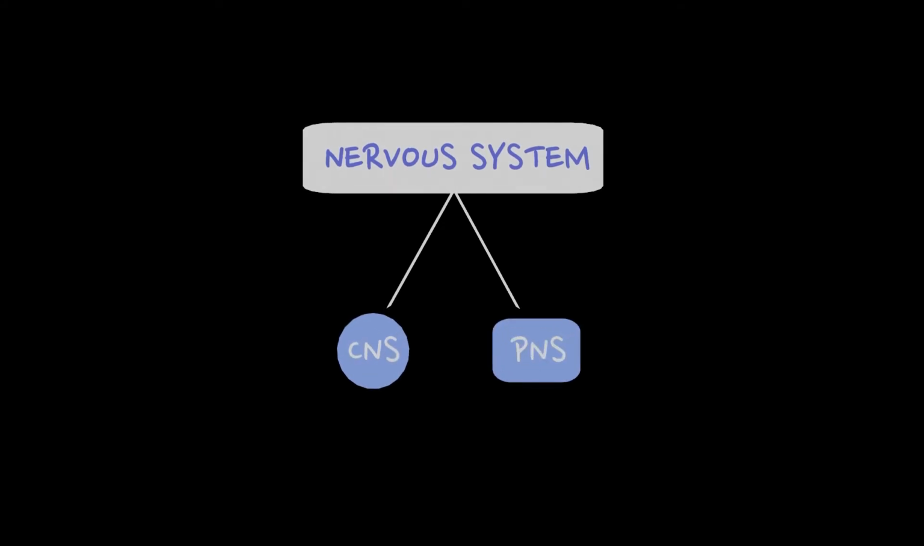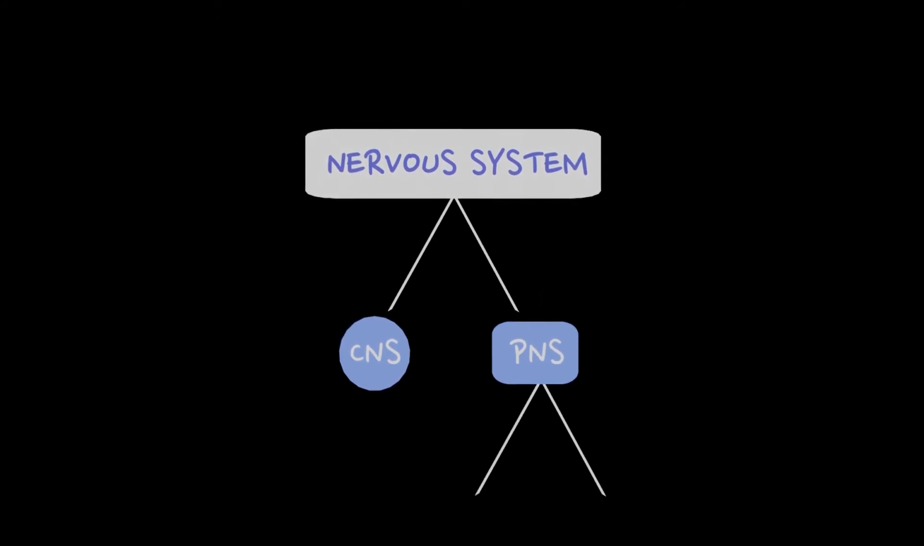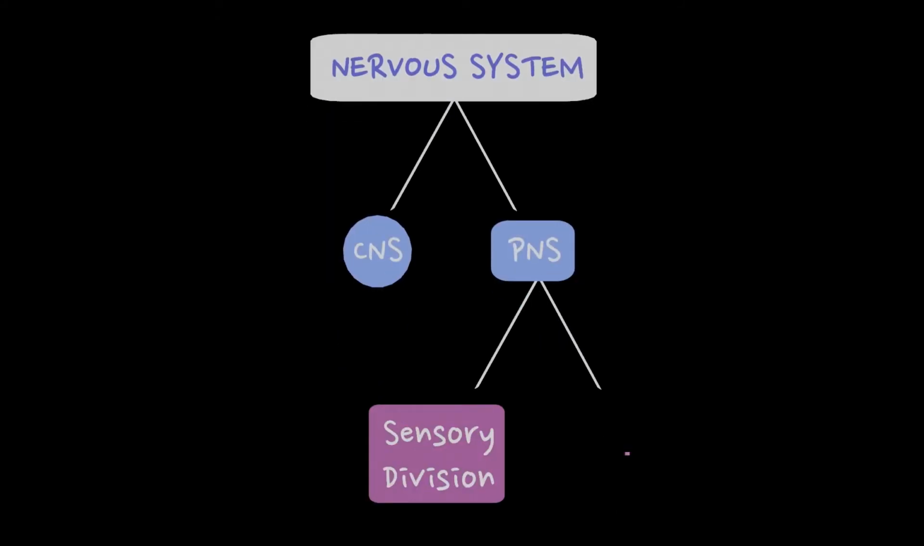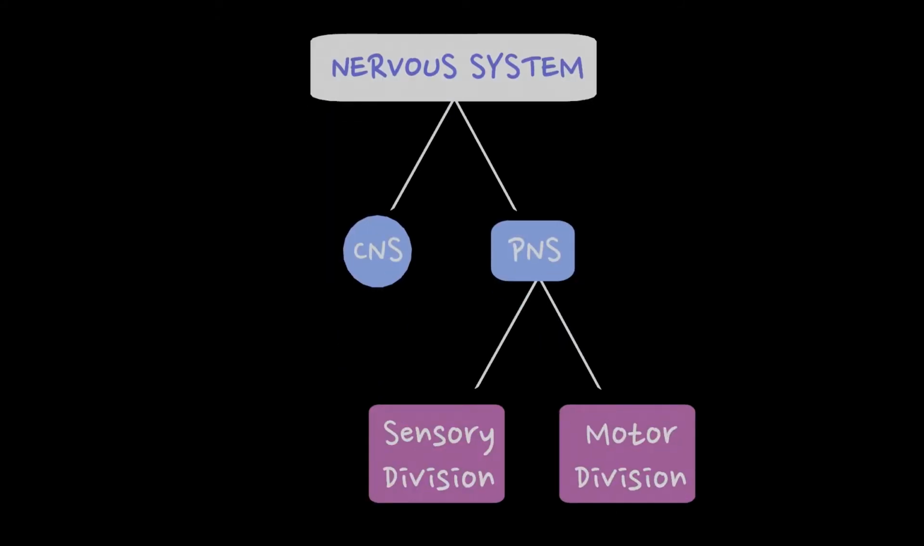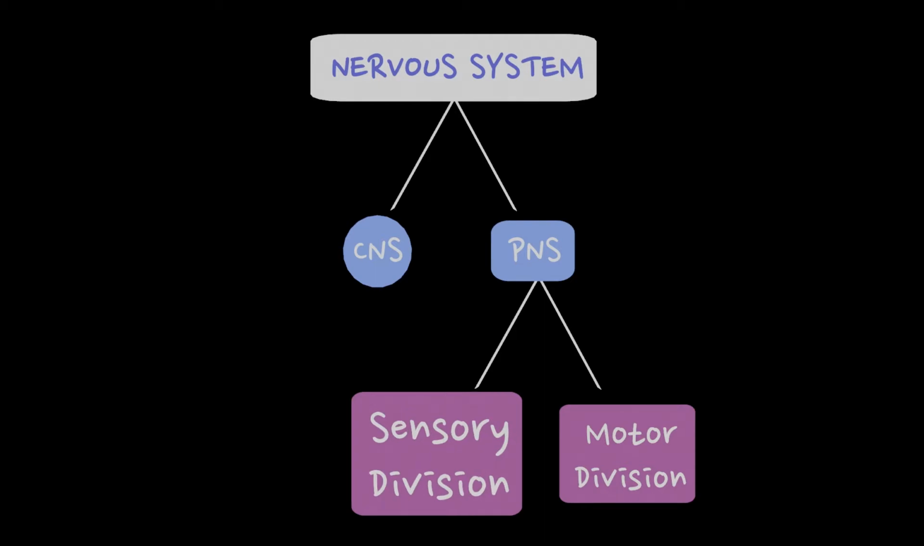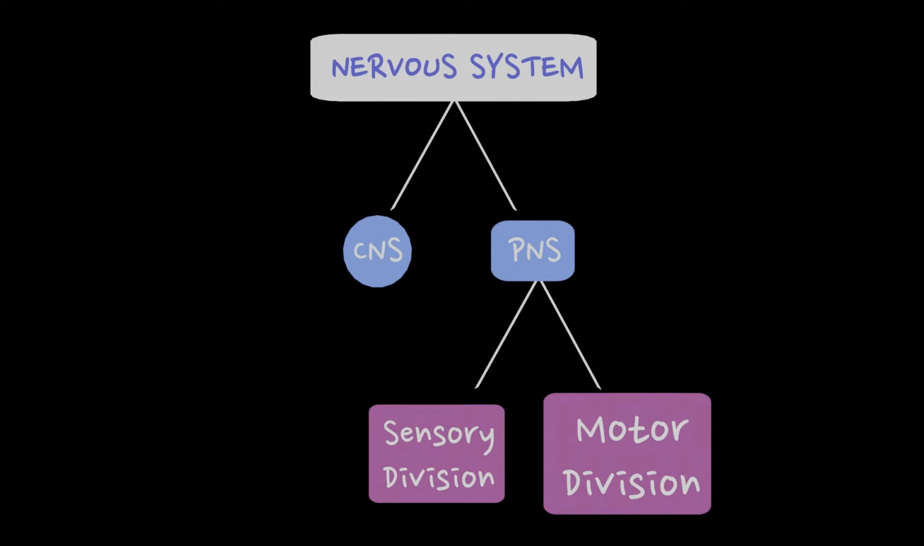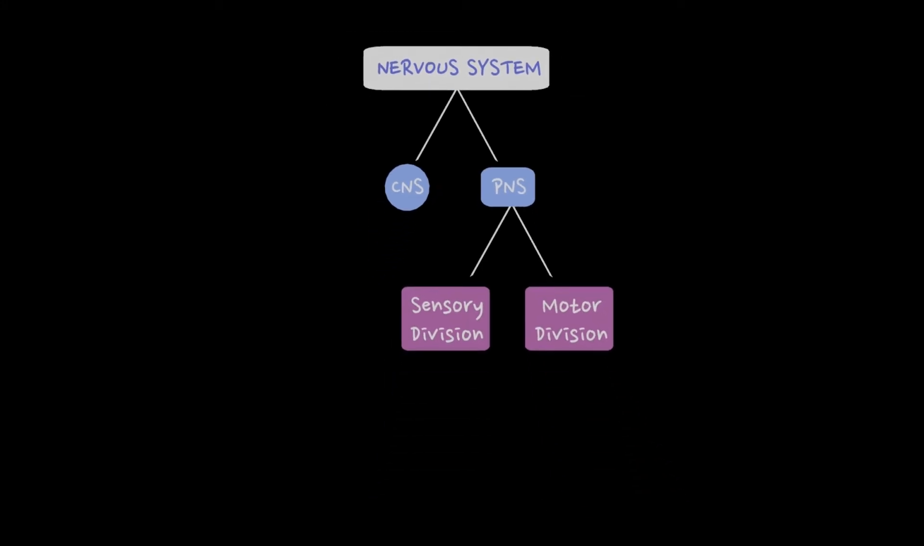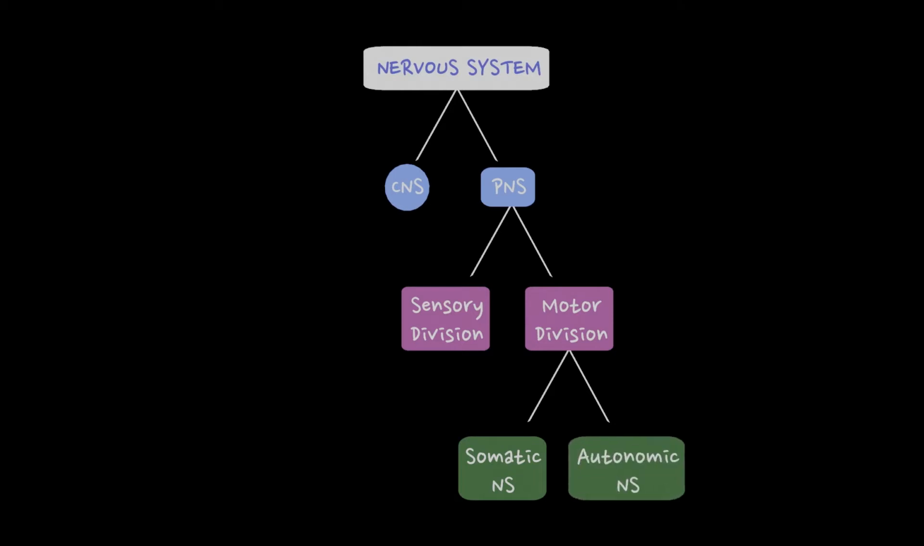The nervous system in our body has two parts, the central nervous system and the peripheral nervous system. The peripheral nervous system is classified into two, the sensory and the motor divisions. The sensory division receives input into the nervous system and the motor division facilitates action by the nervous system. The motor division has two parts, the somatic nervous system and the autonomic nervous system.